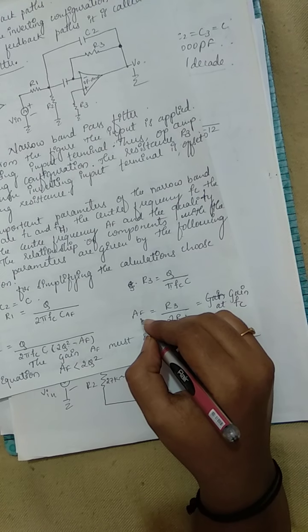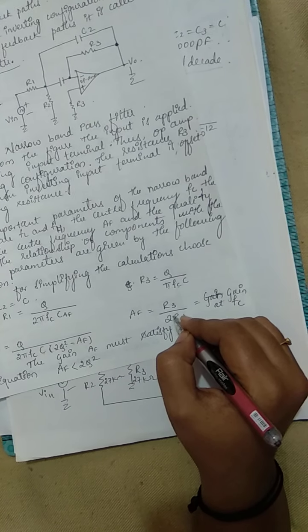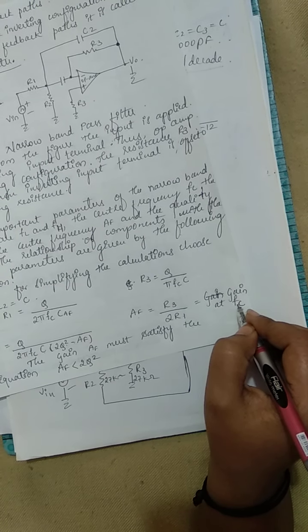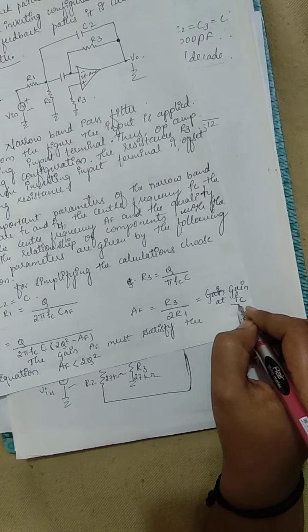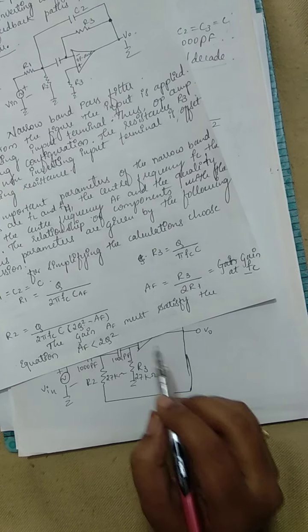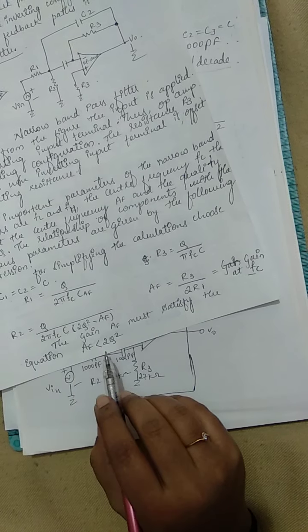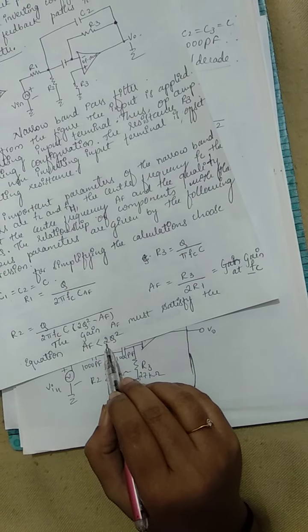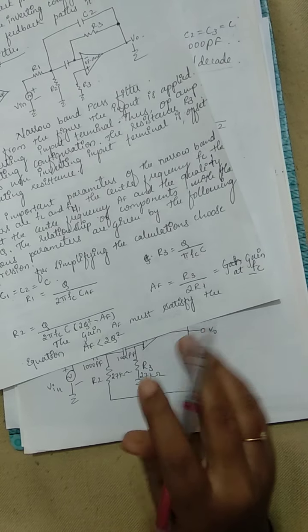So AF, that is the gain, is R3 divided by 2 times R1. That is the gain at FC, the center frequency. That must be satisfied when AF is less than 2 into Q square.